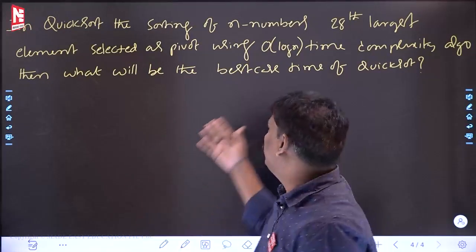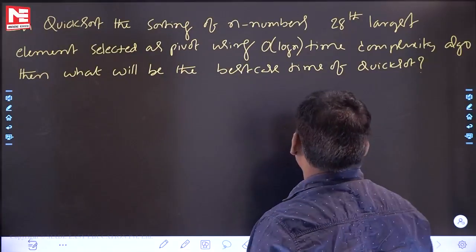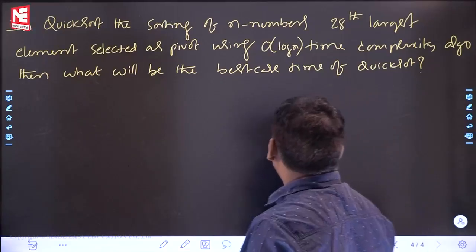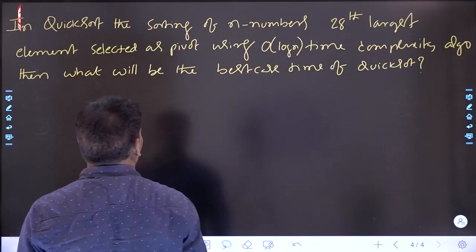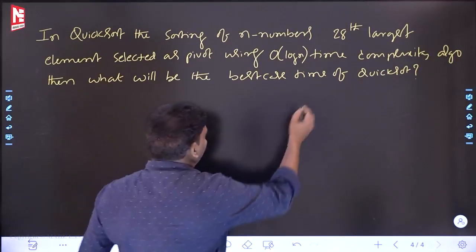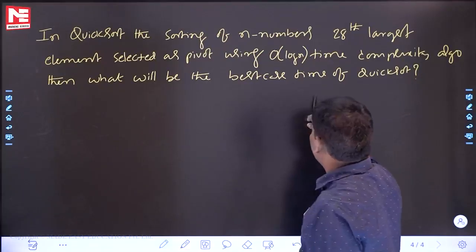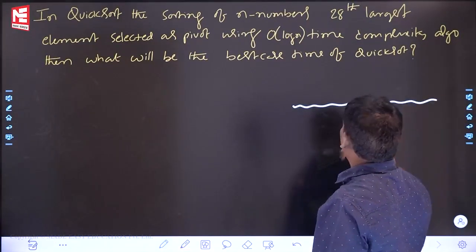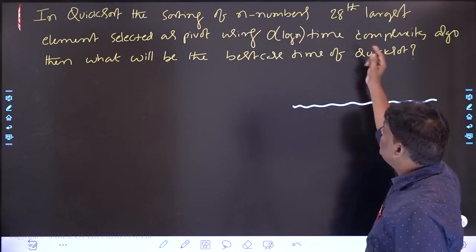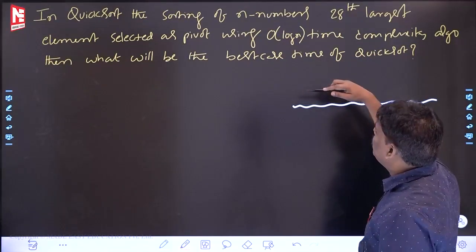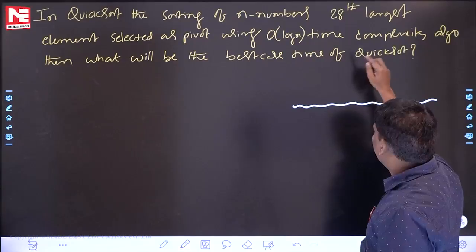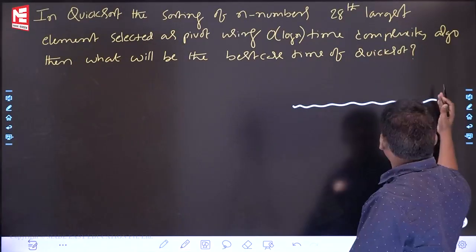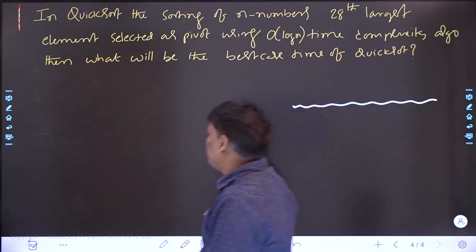If you are okay, now read this problem. In quicksort, for sorting n numbers, the 28th largest element is selected as a pivot using an order of log n time complexity algorithm. What is the answer for this? Please see this. This is the array. If you take the 28th largest element as a pivot using order of log n time, it will go to 28th place from the last. Please be careful. Now see the answer.